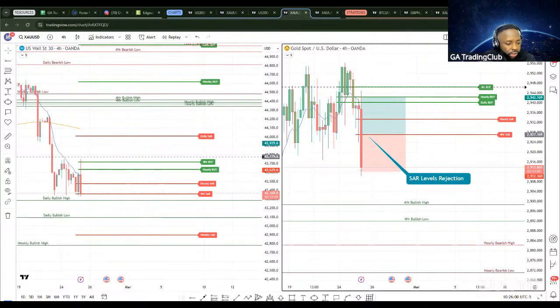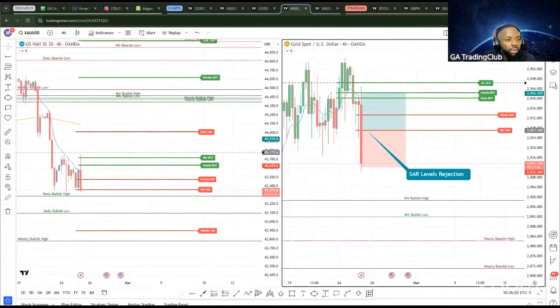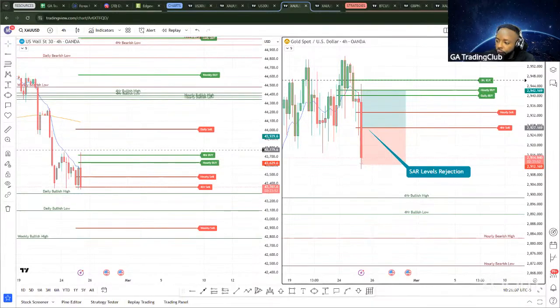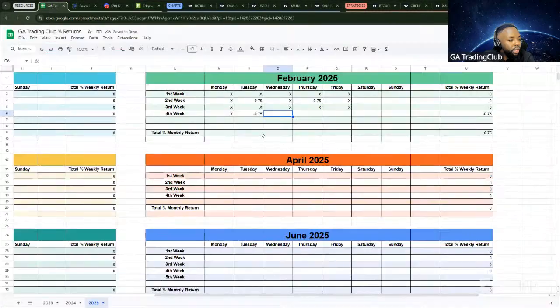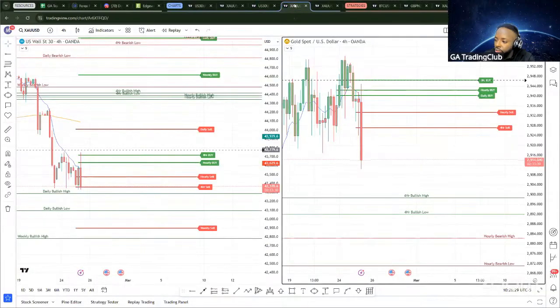I'll just take a screen grab of this. Here. All right, so this ended up getting taken out, and that's the one we did, minus 0.75 right there. So we'll see if there's anything else that comes in based off of where price is at.